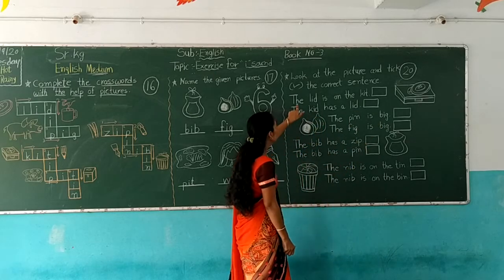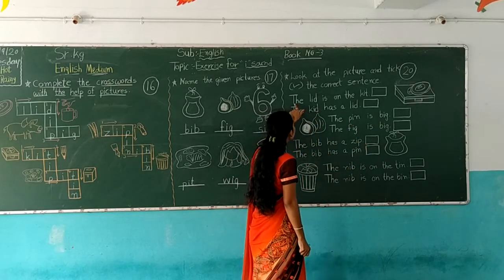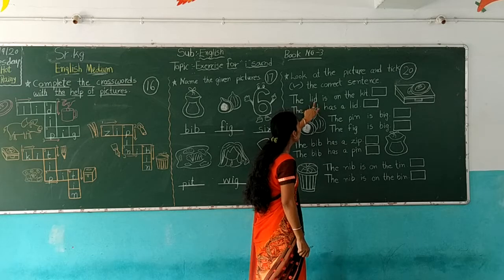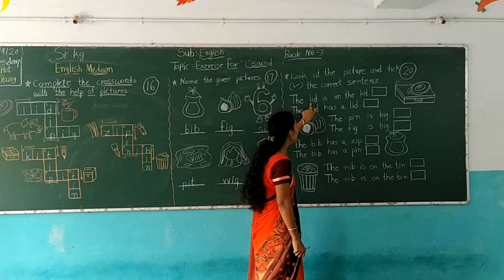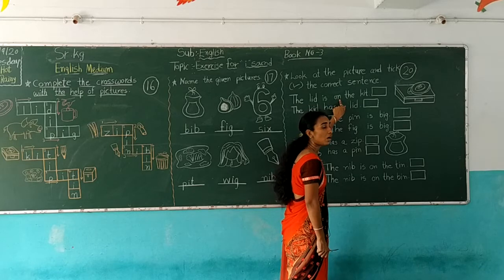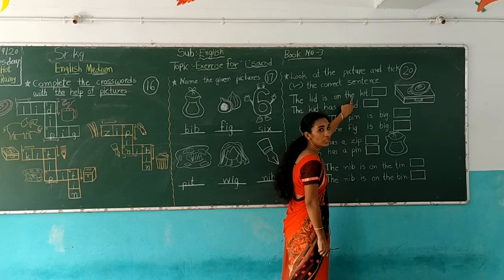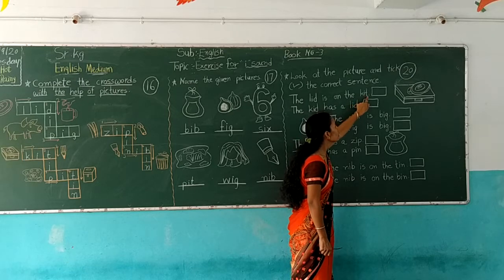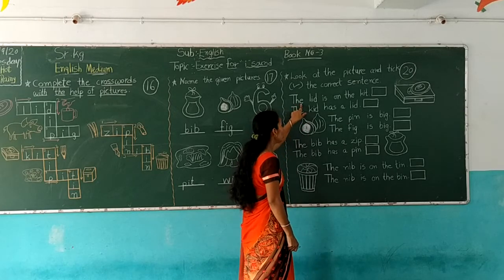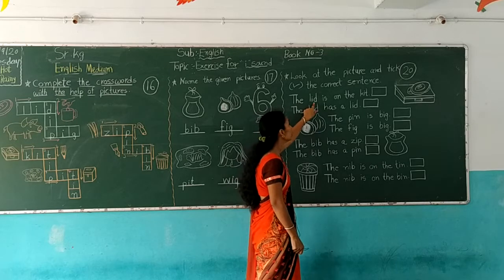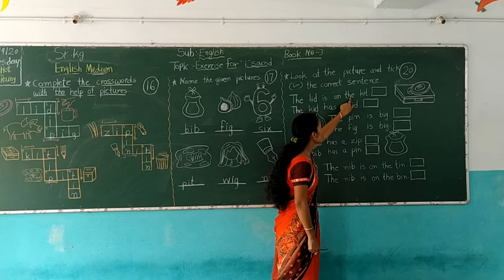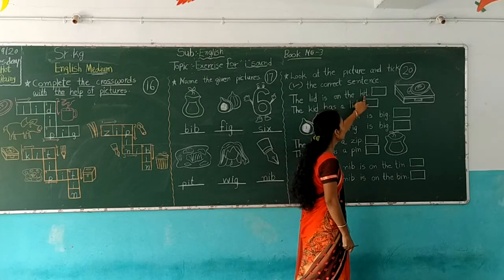Okay, so read this sentence. T H E, the. L I D, lid. L I D, lid. I S, is. O N, on. T H E, the. K I T, kit. Okay, one more time, repeat with me. The lid is on the kit.